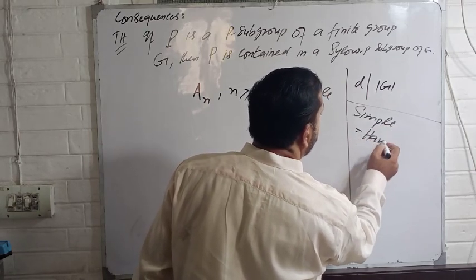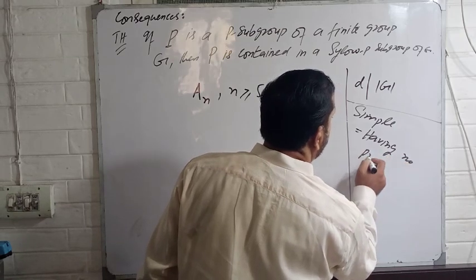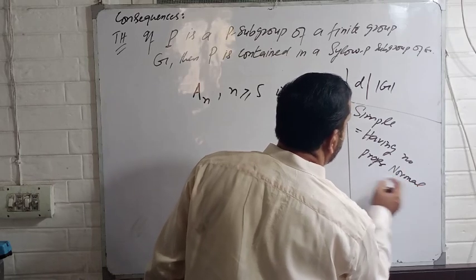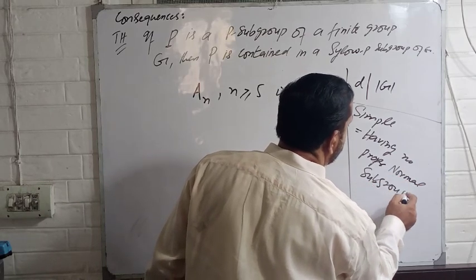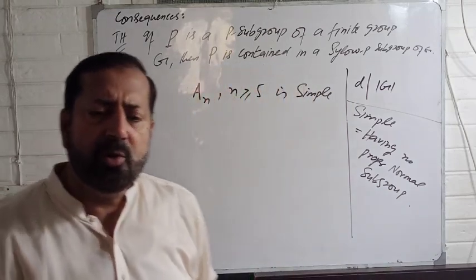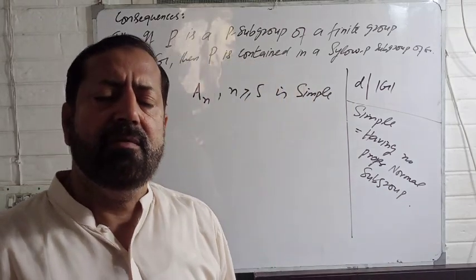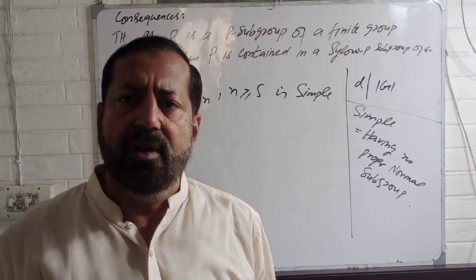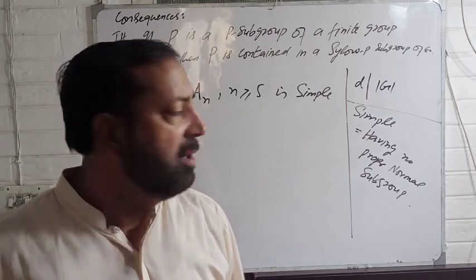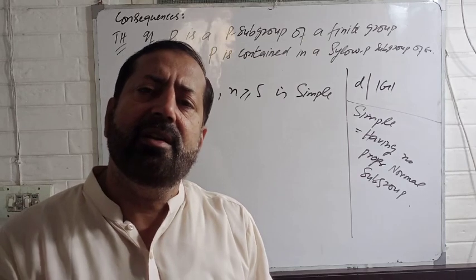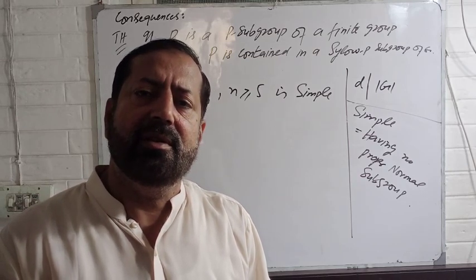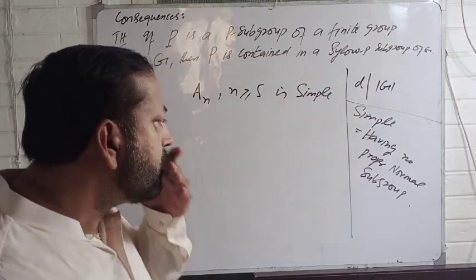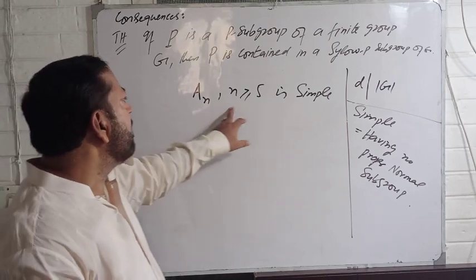Simple means having no proper normal subgroup. You know, there are two trivial subgroups: one is the identity, and the other is the group itself. They are the trivial, or you can say improper, subgroups. But a proper subgroup is one whose order is greater than 1 and not equal to the order of G. So A_n for n greater than or equal to 5 is simple.